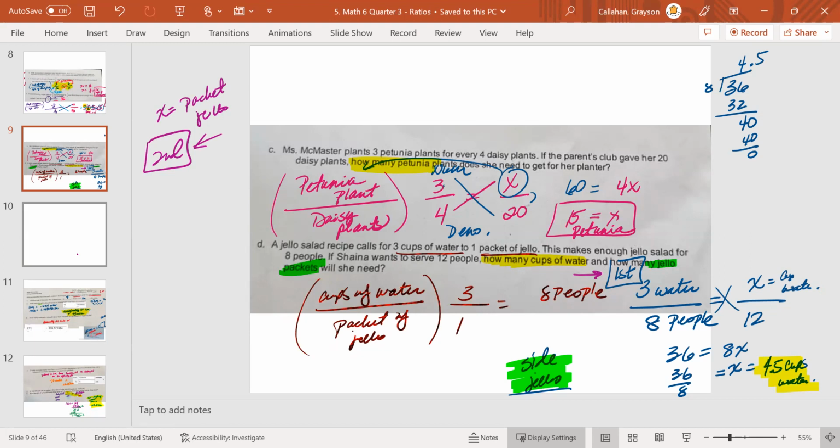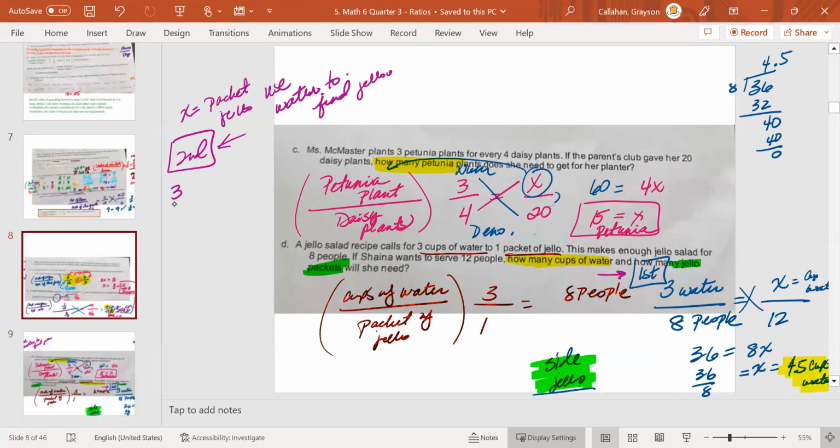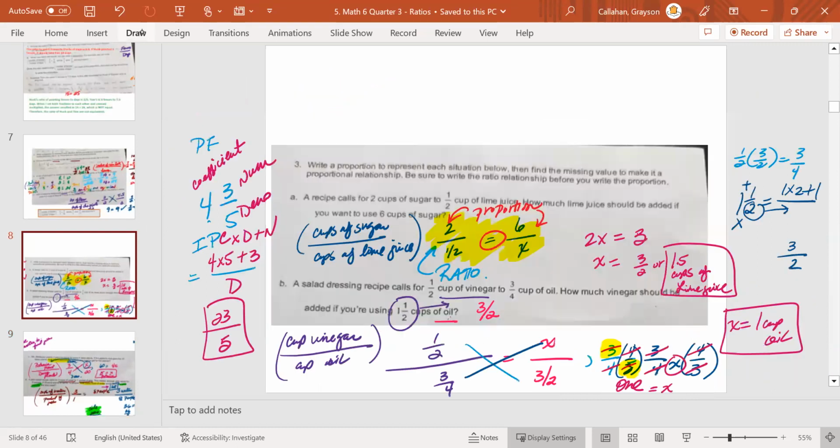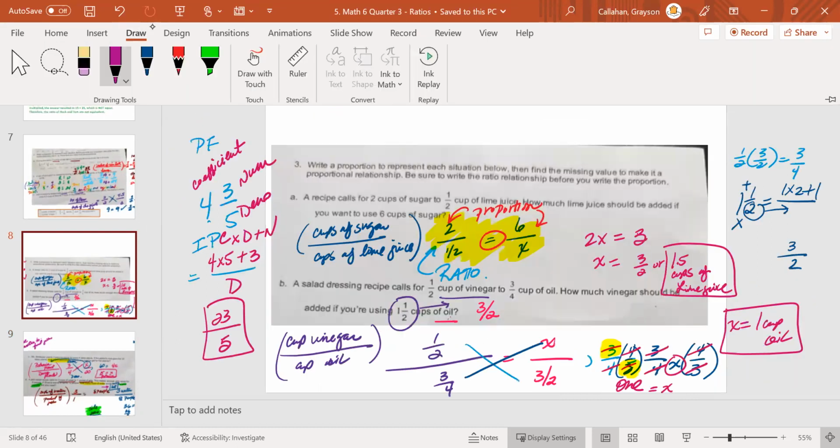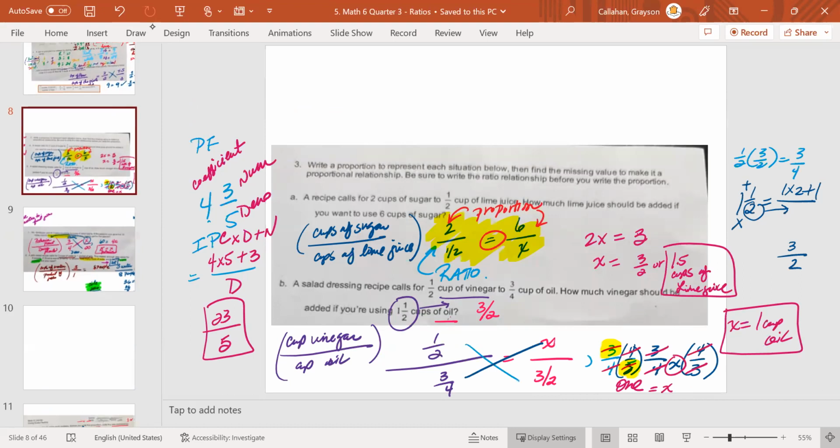So let's say we're going to use water to find Jell-O, right? I mean, you have to have two numbers of water, right? Because if you don't have two numbers of water, then you can't find Jell-O, right? Okay, so let's use water. Water is 3 and 4.5. 3 and 4.5, right? Hold on, something got messed up here.